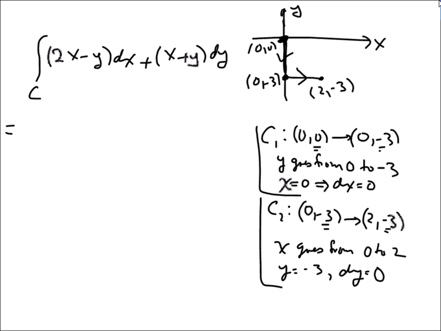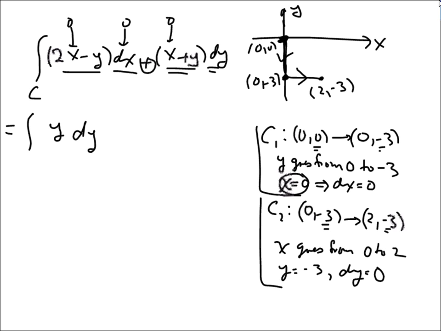So, over the first path, x is 0, dx is 0, and y goes from 0 to negative 3. So we get negative y times 0, which is 0. I won't bother writing that. Plus 0 plus y is y dy, and y goes from 0 to negative 3. Plus what happens on C2.